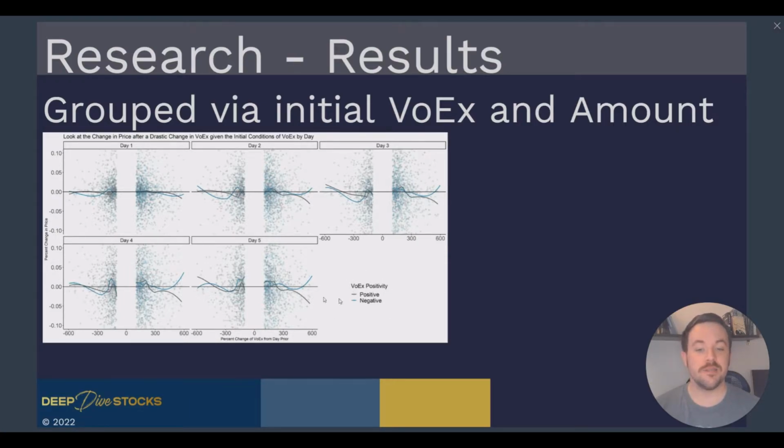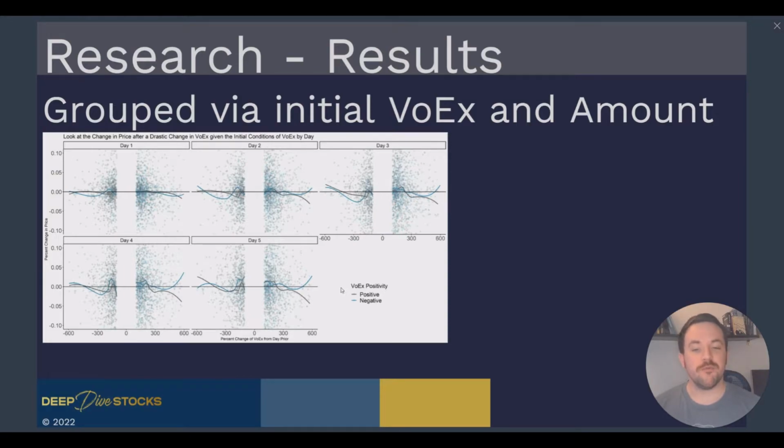If it was positive, then it's this gray line. And if it's negative, it's this blue line. And so with this, we can see the evolution of the price action as compared to the closing price of the day of the VoEx spike per each day, depending on whether the initial VoEx was positive or negative, and whether the VoEx spike was positive or negative.